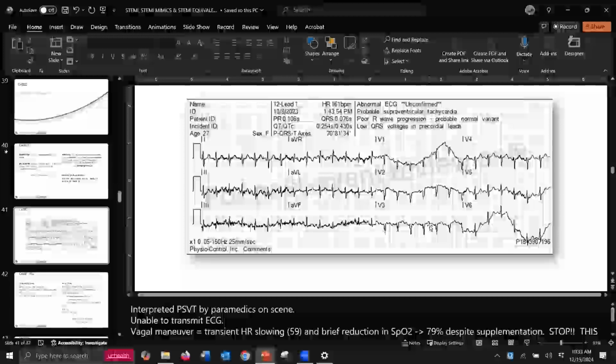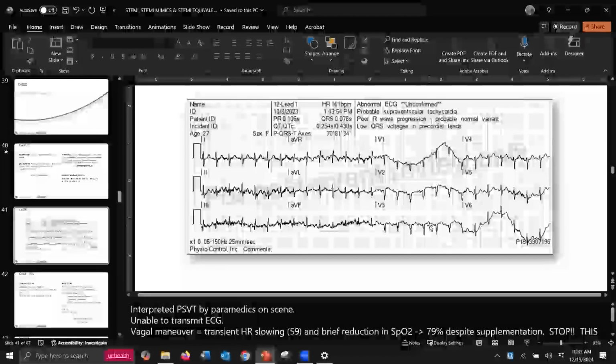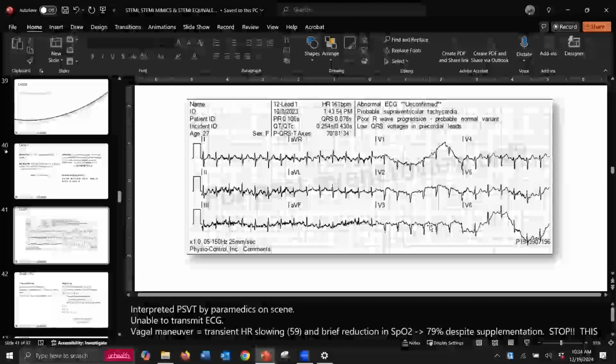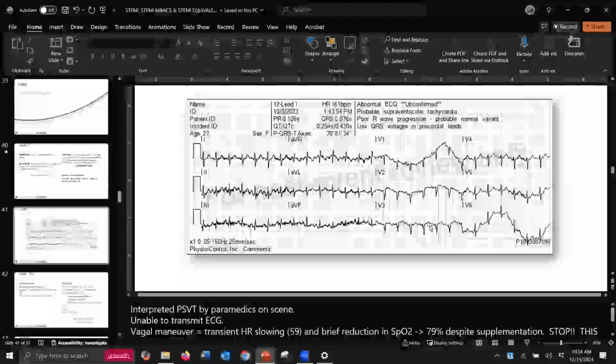What is it? She sees P waves. She sees QRSs. Every QRS has a P, every P has a QRS. It's sinus tachycardia, isn't it? Yeah. So what are we thinking? What are your differentials? What's she need?